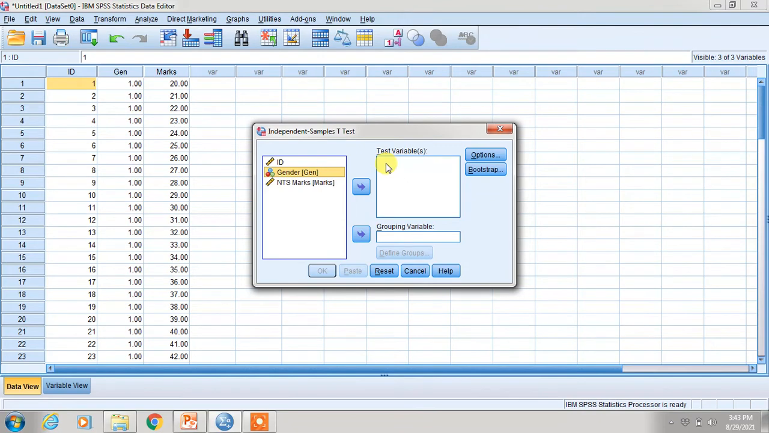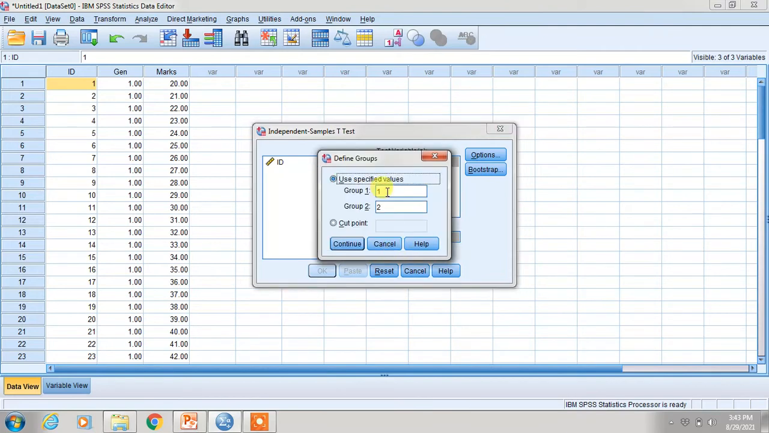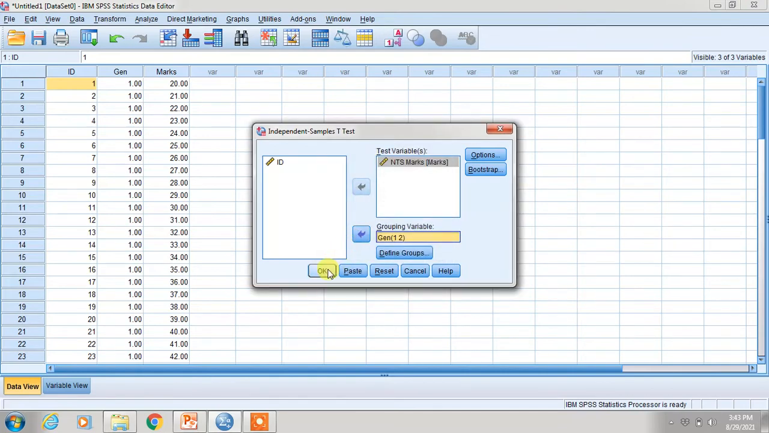In the first box we are supposed to select the target variable, or dependent variable, which is marks. On the basis of marks we want to see the differentiation, and in the group variable you select that particular group. Then it asks to define the groups. In group 1 I am categorizing 1 and 2, because by 1 we mean male and by 2 we mean female. Continue. Now click OK.